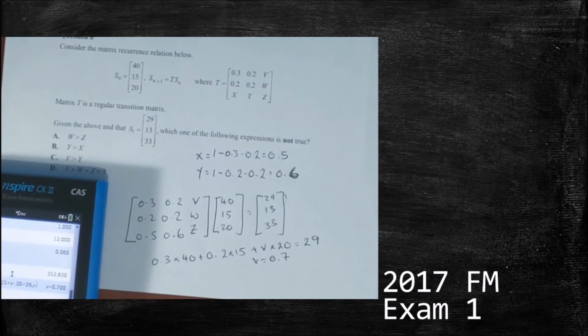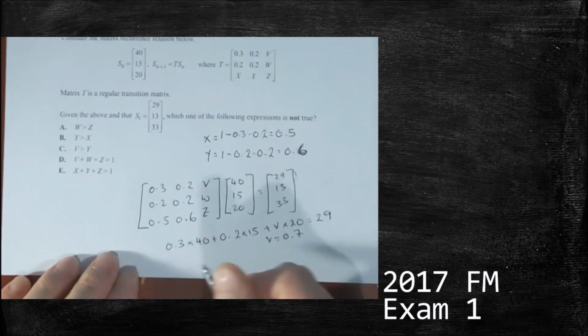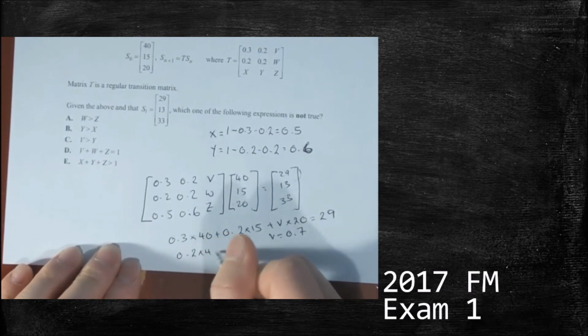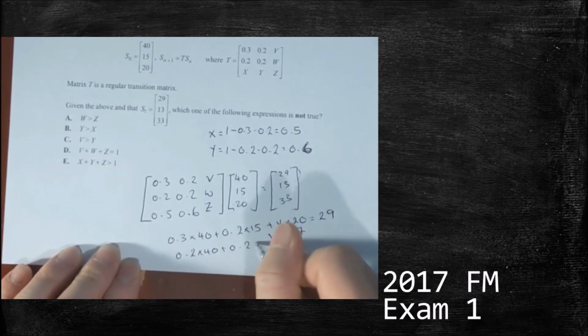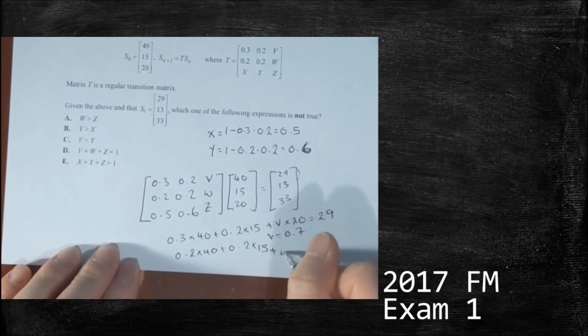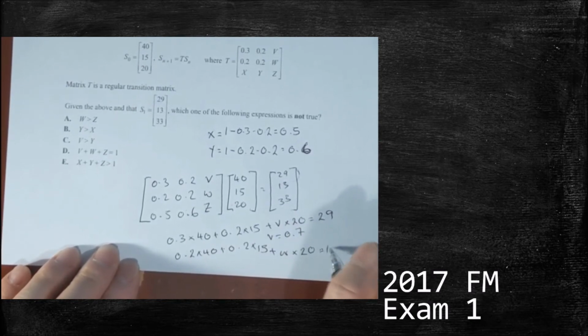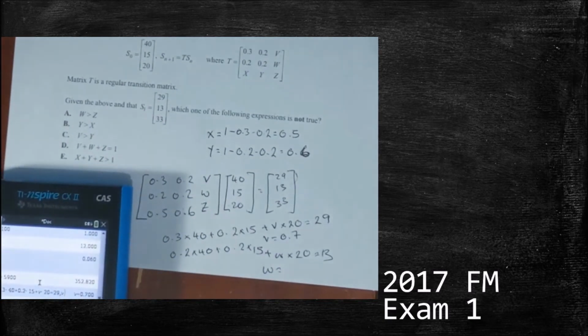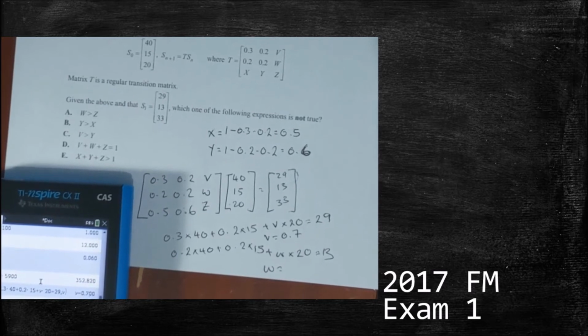And you repeat that to find W. So to get W, it will be the second row, so it'll be 0.2 by 40 plus 0.2 by 15 plus W times 20 equals 13. And then you work it out using solve again. So this time it is menu 3.1 solve. So 0.2 by 40 plus 0.2 by 15 plus W by 20 equals 13, comma W.